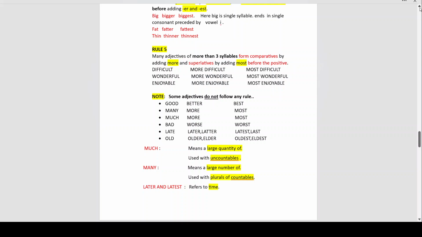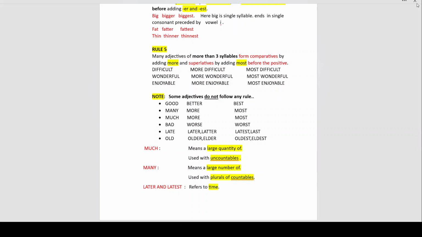Now keep in mind, some adjectives do not follow any rule, like good. Good, comparative is better, superlative is best. Many, more, most. Much, more, most. Bad, worse, worst. Late is either later or latter, and latest or last as superlative. Old, comparative is older or elder, and superlative is oldest and eldest. This you have to keep in mind because there are some adjectives which do not follow any rule.